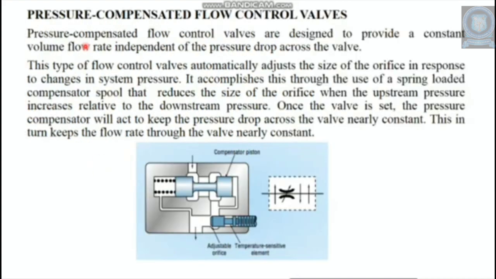Next we can study the second type of flow control valve, that is the pressure compensated flow control valve. The pressure compensated flow control valves are designed to provide a constant volume flow rate independent of the pressure drop across the valve. This type of flow control valve automatically adjusts the size of the orifice in response to the change in system pressure.